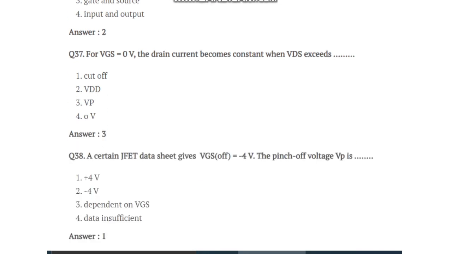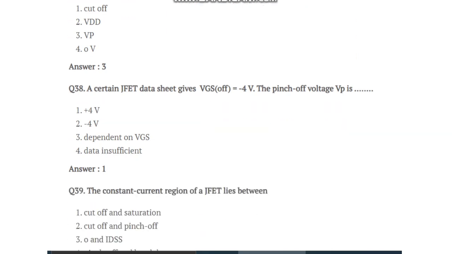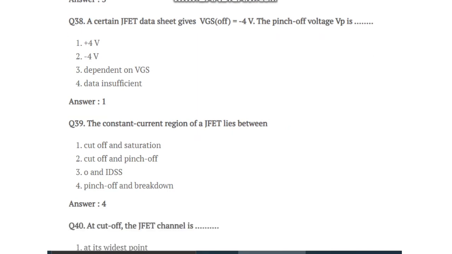Question number 37, for VGS equal to 0 volt, the drain current becomes constant when VDS exceeds VP. Question number 38, a certain JFET data sheet gives VGS off equal to minus 4 volt. The pinch off voltage VP is plus 4 volt. That is first is the answer.